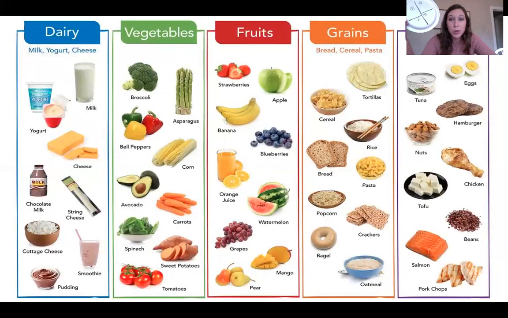I'm going to choose a food from every food group for my meal. So let's do dairy together. I like yogurt. This one right here. So I'm going to put yogurt on my plate. Okay, the next category is vegetables. I think I want peppers and avocado.